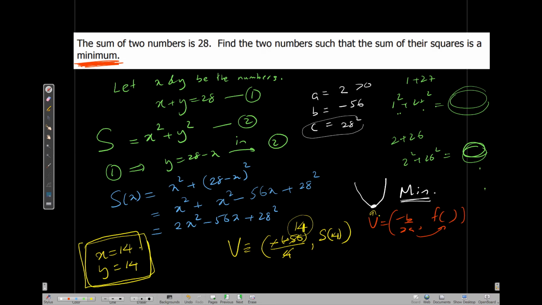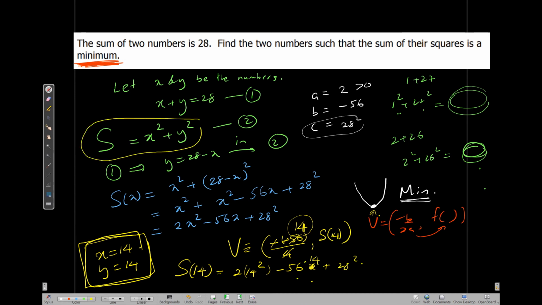So actually we are done, but if somebody asks you what is that sum, s of 14, you just have to find this. So 2 times 14 squared minus 56 times 14 plus 28 squared. That is one way of finding it, but there is an easy way. Yes, you can do that, but you can apply it here, because s is x squared plus y squared. You already know x and y are both 14. So let me erase over here.